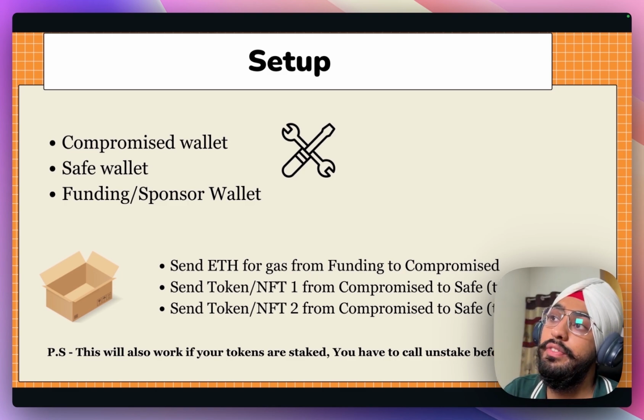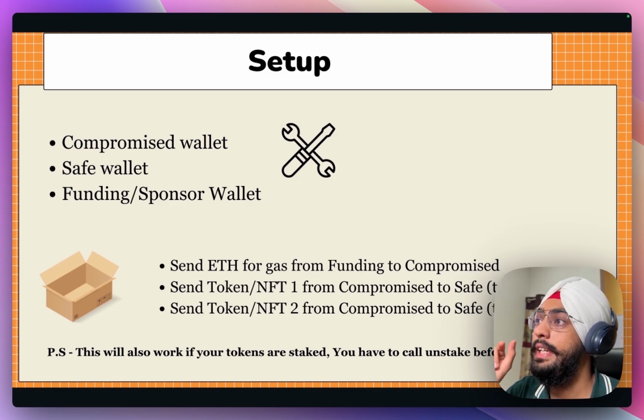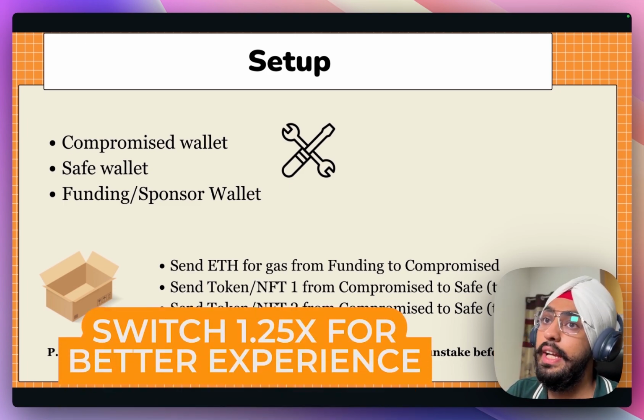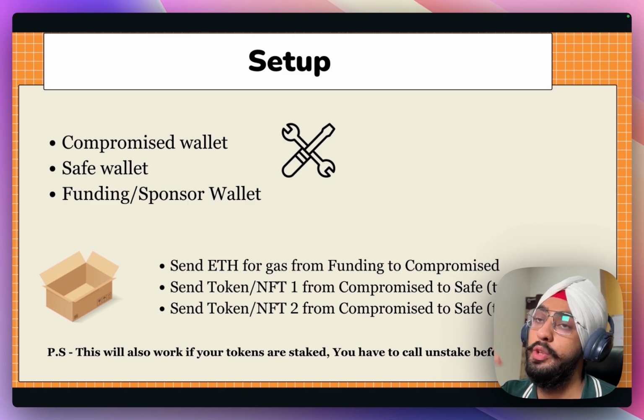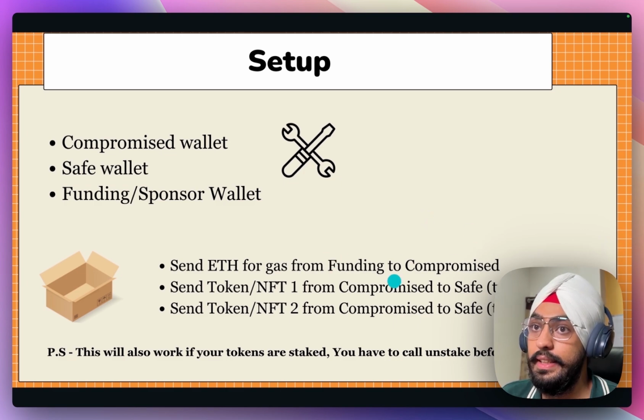The third one is the funding wallet. This one keeps a small amount of ETH for the gas fees, which is going to send this transaction to the compromised wallet, so they can use it as the ETH, as the gas fees. My bundles look like this. Send ETH for gas from funding to compromised.